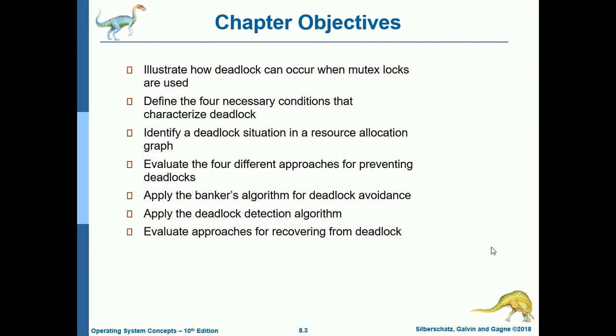And then the following are the chapter objectives. First is to illustrate how deadlock can occur when mutex locks are used. Define the 4 necessary conditions that characterize deadlock. Identify a deadlock situation in the resource allocation graph. Evaluate the 4 different approaches for preventing deadlocks. Apply the banker's algorithm for deadlock avoidance. Apply the deadlock detection algorithm. And evaluate approaches for recovering from deadlock.